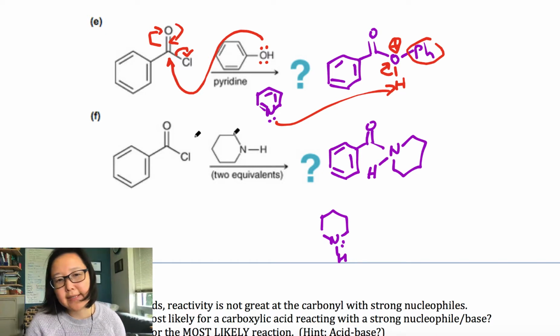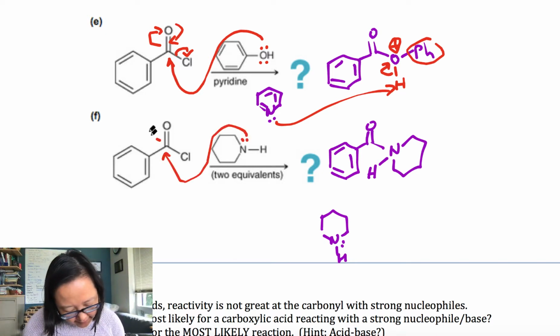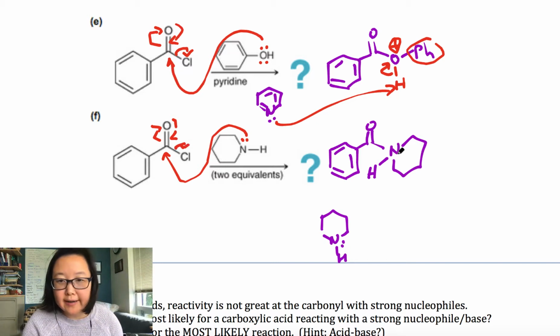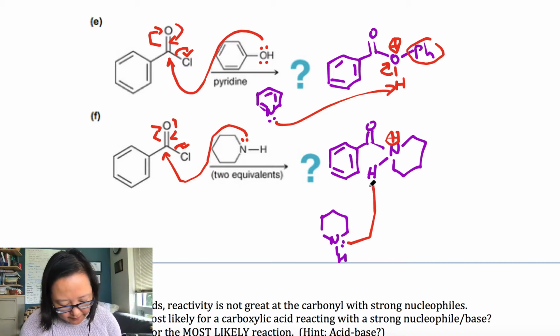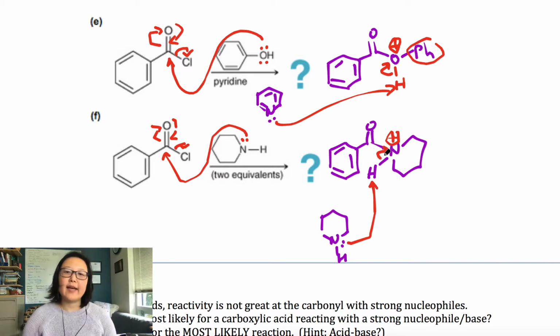And then this is the same exact thing. You just attack there, and two equivalents because this in itself is a base. This in itself can deprotonate. So what I've shown here is that this will be positive, just like above with this example. And then we have another one of these solvent molecules come in. Solvent in this case is the reactant. And you just have that. So that's why we have two equivalents.